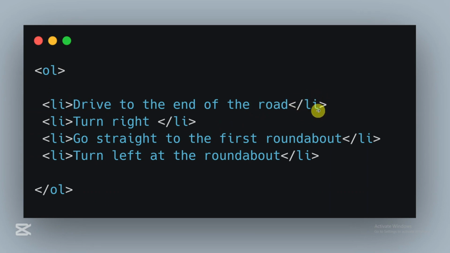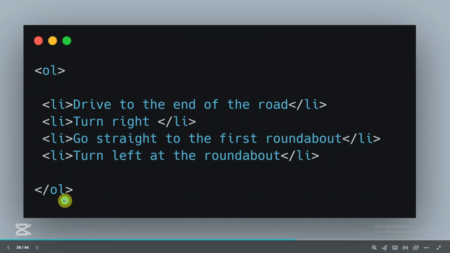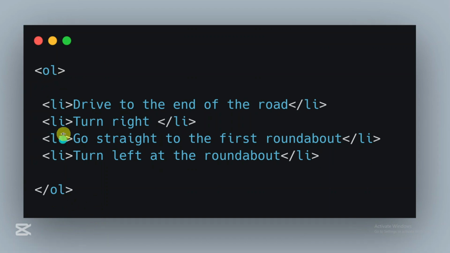We want to display the next item. We start with an opening LI, turn right, then we close it with a closing LI. Next, an opening LI, go straight to the first roundabout, and end it by closing it with a closing LI. Begin your next item with an opening LI, have your content, and then close it with a closing LI. So this is very similar to the unordered list. The only difference that you need to pay attention to is that for ordered lists we have OL and closing OL. However, for unordered lists, it becomes a UL and a closing UL.